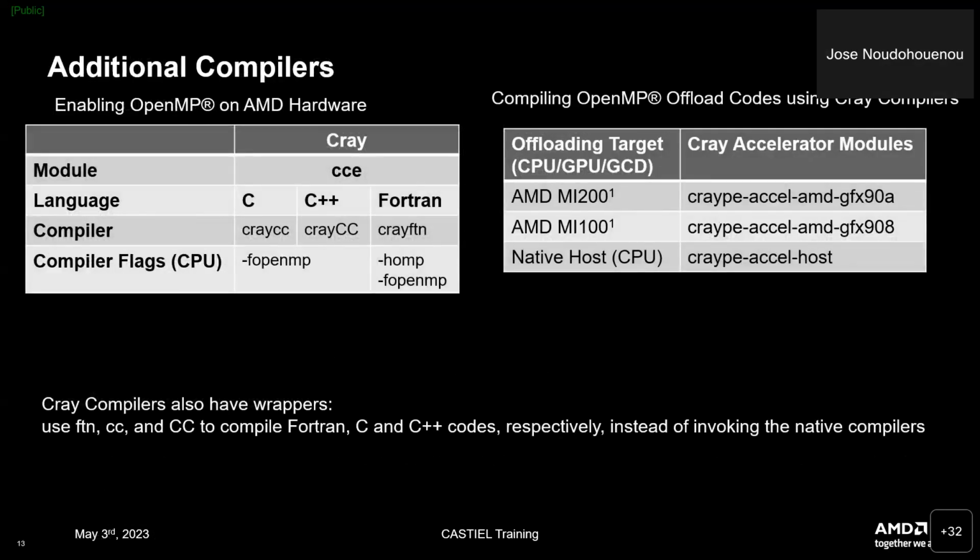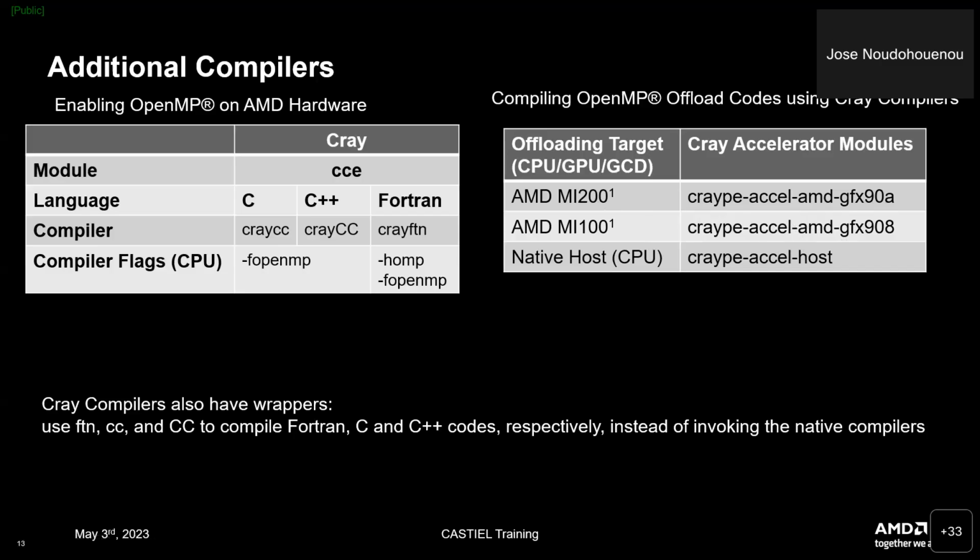When considering Cray compilers, we also have the same flag to enable OpenMP. We need -fopenmp for C and C++ code. And for Fortran, we need either -h omp or -fopenmp. And again, as for ROCm, here, instead of specifying a flag, we just need to load a module called craype-accel-amd-gfx90a when the target machine is MI200. And we have another module called craype-accel-amd-gfx908 when the target GPU is MI100.